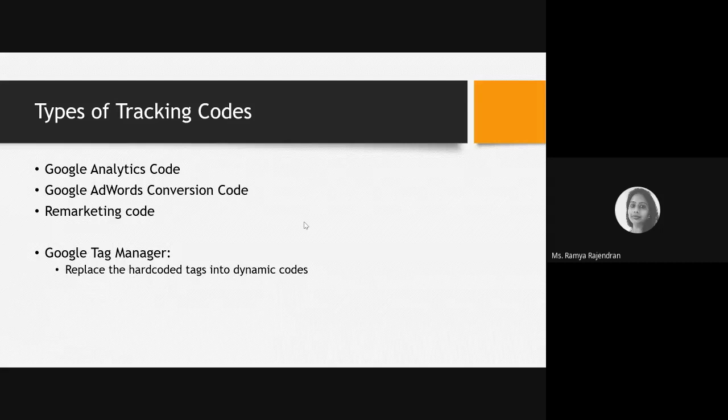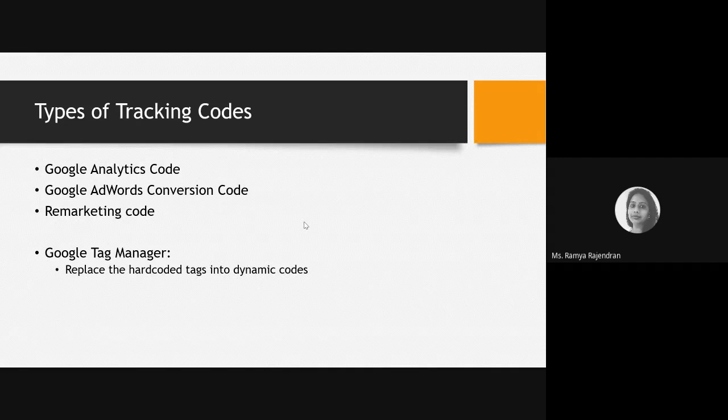Here you have to put a different code for Google Analytics, AdWords, and remarketing, and it is kind of hard coding, right? To make it a little easier, you have a platform called Google Tag Manager, where you can replace all these hard-coded tags with dynamic codes. This platform really helps with easier implementation of all these Google services.